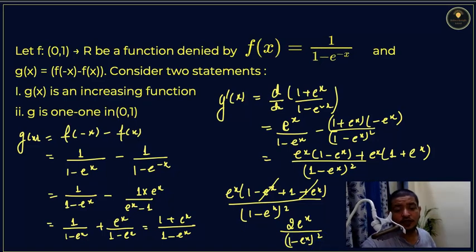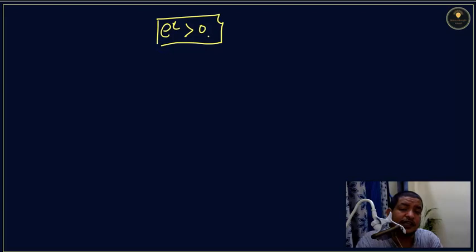e to the power x will always be a positive value. This is the important concept that we have to learn from this question. e to the power x will always be a positive value, whether we are taking negative one or positive one, this value will always be positive. Next, 1 minus e to the power x, this value is negative if I am taking the value of x greater than 1. If I am taking the value of x greater than 1, this value will be negative.